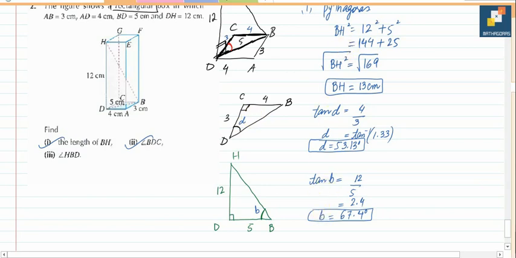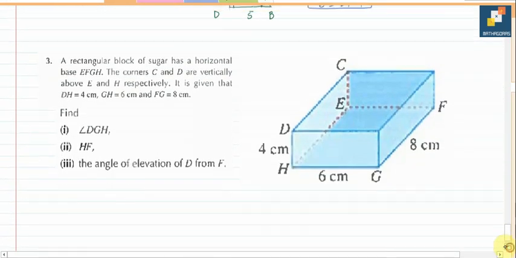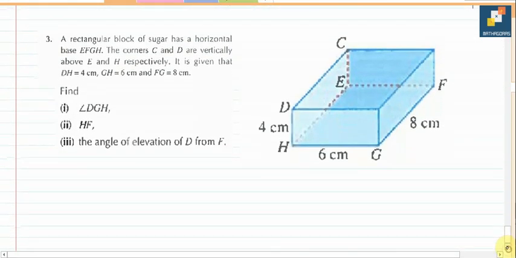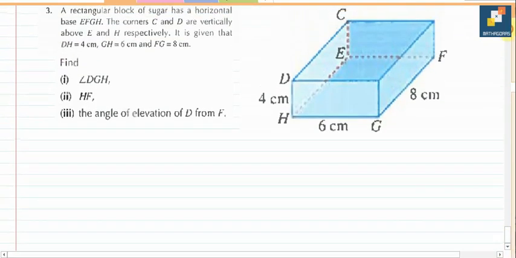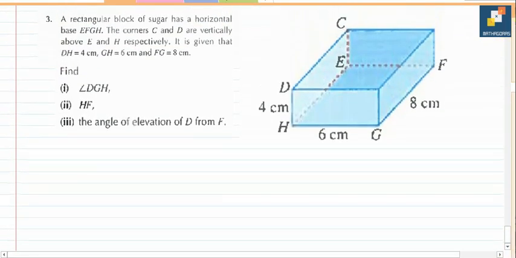The main thing is about the visualization of a 3D figure, right? So moving on to the next question. It's question number 3, and I pasted the figure here, right? And this time I just stretched the figure so it will be easy for us to understand the question, right?